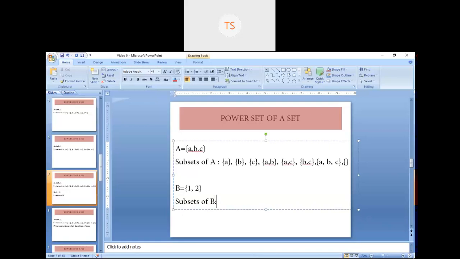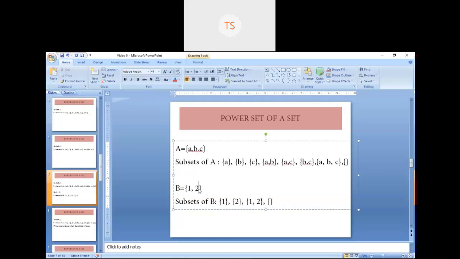First of all, you choose only one element from capital B. So I will write 1, then next I will write 2. Next I will take 2 elements, so 1, comma 2. Now if I choose 2 elements, it becomes the set B. So this is the set B. Then I will choose the empty set. Okay, so these are the subsets of capital B.